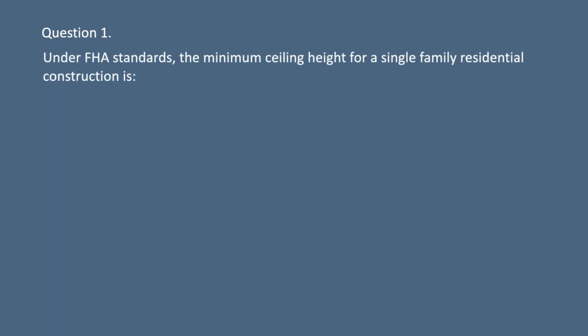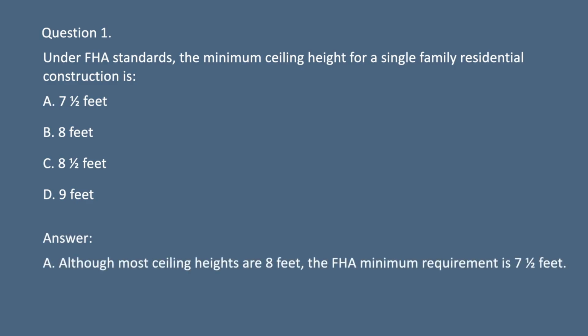Question 1. Under FHA standards, the minimum ceiling height for a single-family residential construction is: A. 7.5 feet. B. 8 feet. C. 8.5 feet. D. 9 feet. Answer. A. Although most ceiling heights are 8 feet, the FHA minimum requirement is 7.5 feet.